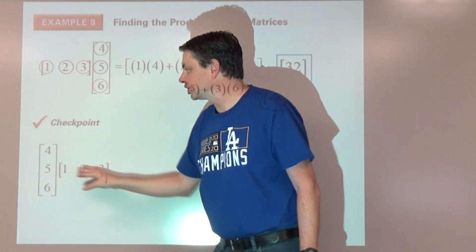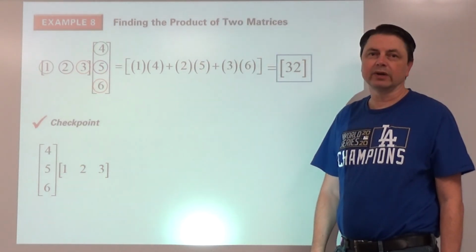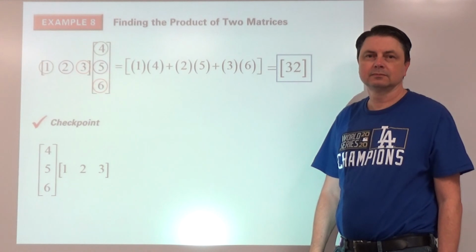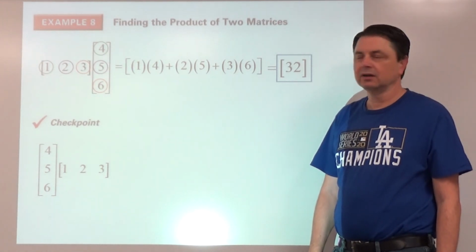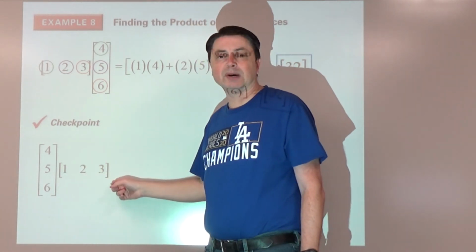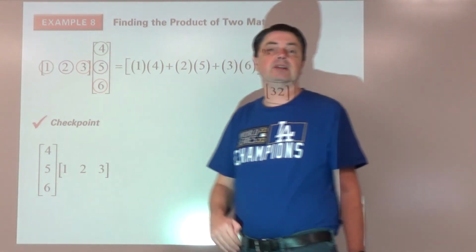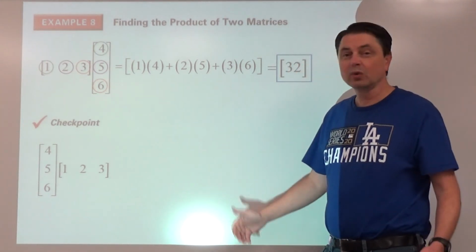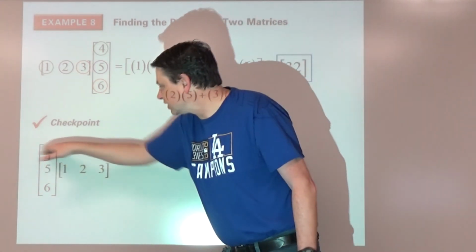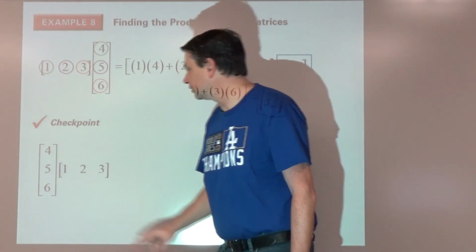What if we switch it around? Checkpoint. Pause here till you're ready. That one, we got a 3 by 1 multiplied by a 1 by 3. The middle ones match up. The outer 3's are going to be the dimension of our answer. We're going to get a 3 by 3. Match up the 4 by the 1, 4 by the 2, the 4 by the 3.